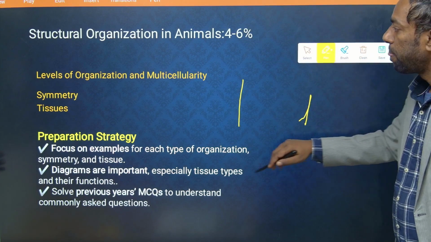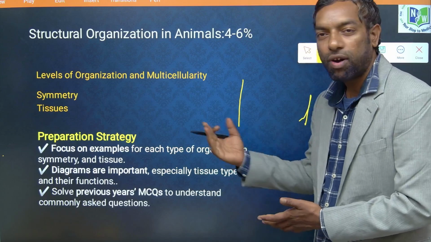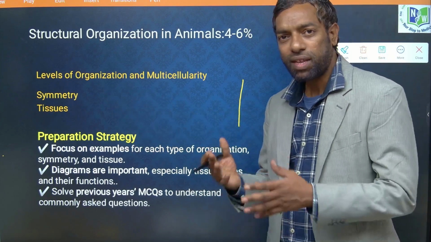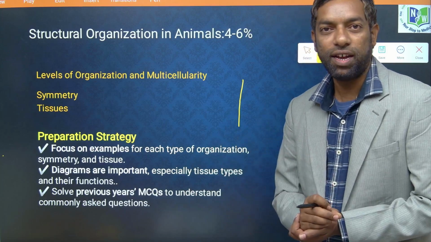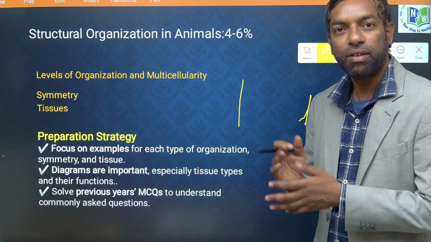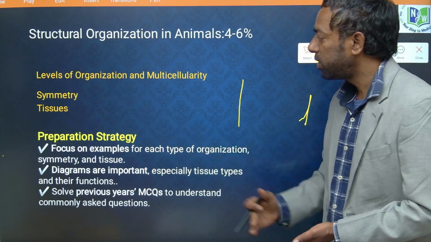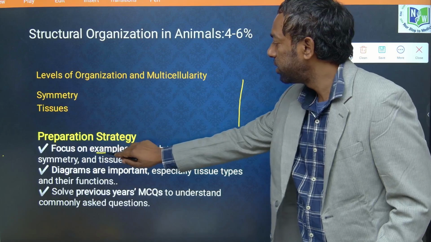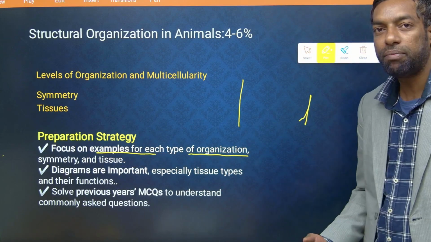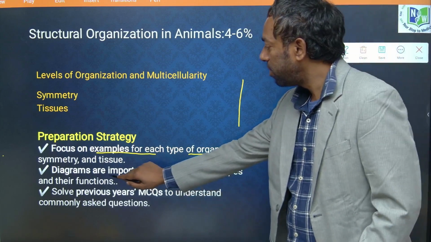So structural organization is how the structure evolved in every species: level of symmetry, tissue level organization, cellular level, and how an organ is formed, where it started in every phyla. The preparation strategy: focus on examples of each type of organization. Organization means each level of species. And focus on diagrams and their importance.